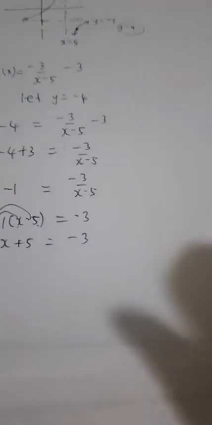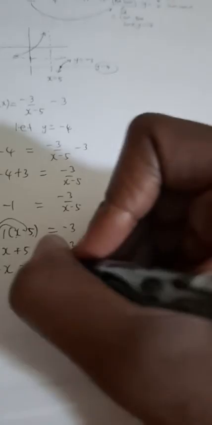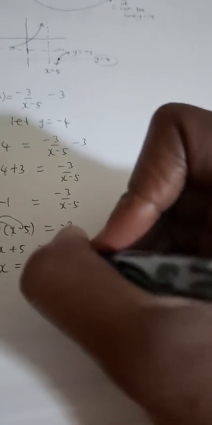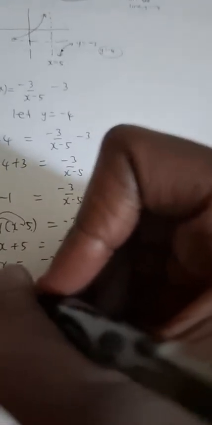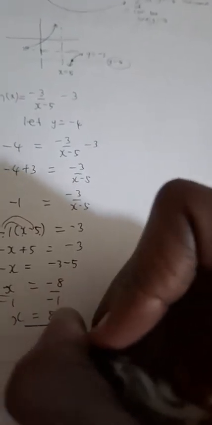On this side, -1, we distribute inside the bracket by multiplication. -1 times x is -x, -1 times -5 is +5, which is equal to -3. So -x is equal to -3 minus 5, which gives us -8. And then we divide both sides by -1. We get x is equal to 8.